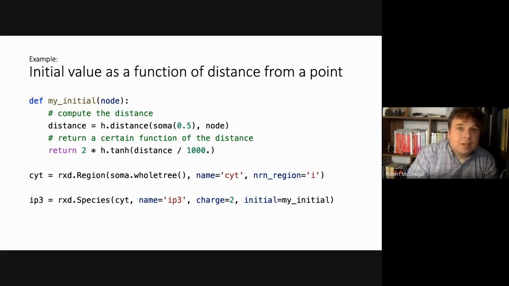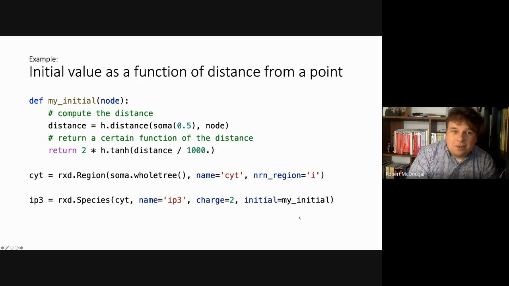All right, just as an example of initialization, here if I want to define something, I create a cytosol. It's going to be everywhere that's attached to the soma. I don't need to do anything crazy with defining the cytosol. I have some species, so IP3, inositol triphosphate, is going to be present in the cytosol. I don't believe it's charged. I don't know why I put it charged, but who cares? It's not relevant for this example.